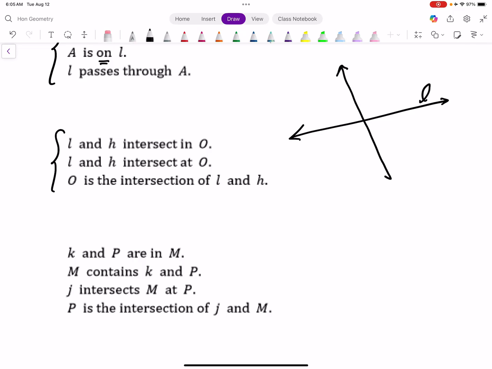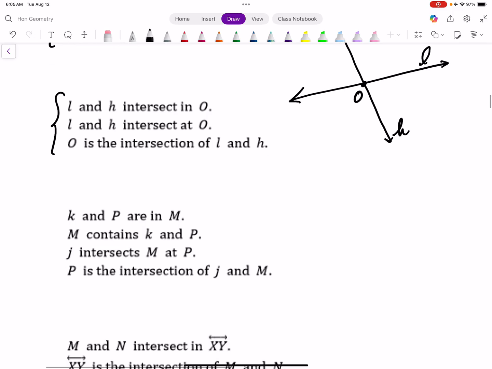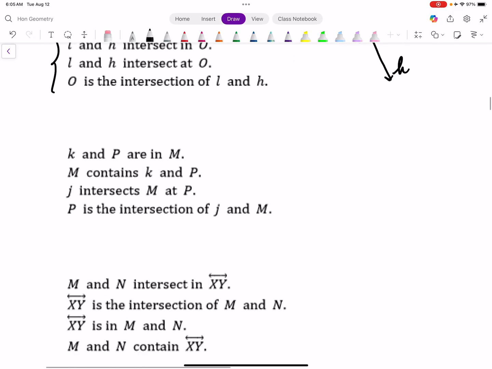There's a line H, and they intersect at point O. So either in or at. And then O is the intersection of those two lines. Okay, all right, this one, K. Now, the little cursive-looking K, that's got to be a line. So this is line K and point P are in M.